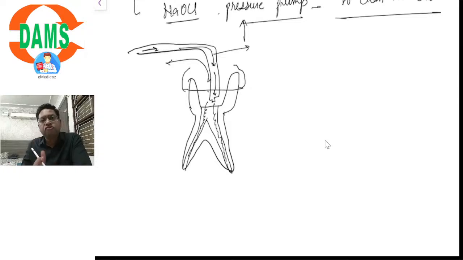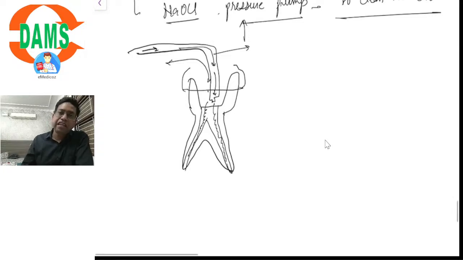And all of you must remember that sodium hypochlorite has an important property, that it acts like a tissue solvent. It dissolves the organic tissue like pulp. So it is delivered with pressure inside the pulp chamber through a sodium hypochlorite pressure pump. And because of its low surface tension and ability to dissolve the organic tissues, it seeps down and removes all the necrotic tissue from the root canals. This is known as non-instrumentation technique, or no mechanical debridement is given.